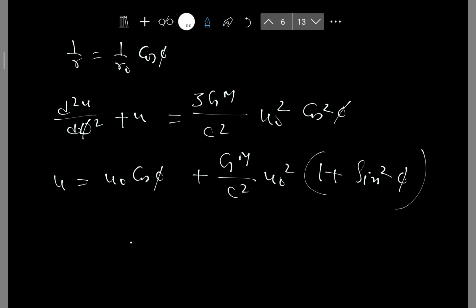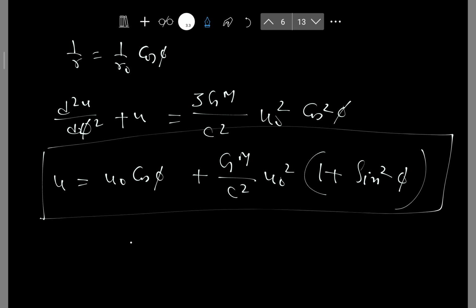Since cos square phi equal to 1 minus sin square phi, the total solution of that equation is u equal to u naught cos phi plus GM by c square u naught square into 1 plus sin square phi. This is the whole solution. The second term on the right hand side is the general relativistic correction. Without this term, at r tending to infinity, we have cos phi equal to 0, so phi equal to plus or minus pi by 2.